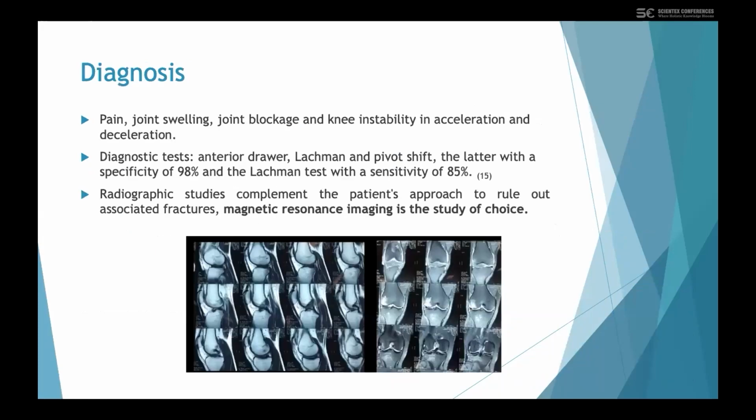For the diagnosis, we have pain, joint swelling, joint blockage, and knee instability in acceleration or deceleration. We have many diagnostic tests like the Lachman and pivot shift, which are the most specific and sensitive for the diagnosis. And for imaging, the study of choice is magnetic resonance.